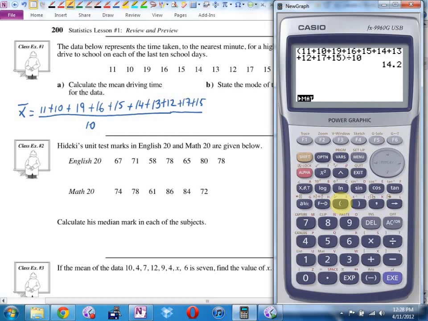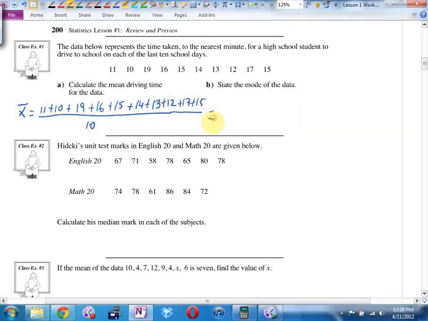What's the average driving time? Do you guys get 14.2, or did I make a typo? 14.2. Most common mistake, by the way, is typos. There's the mean.